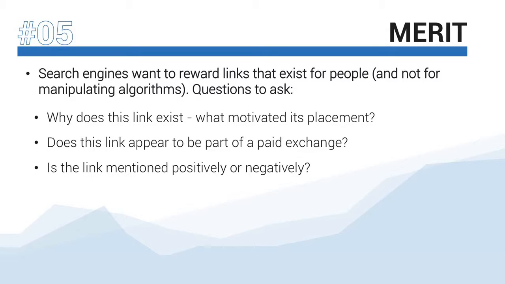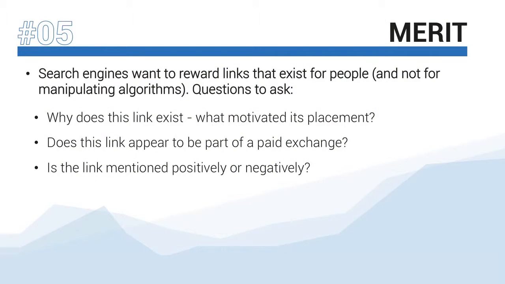Questions to ask about assessing pillar 3, merit, include: why does this link exist? What motivated its placement? This is where you want to assess whether the link was awarded based on the value to the user or some other authentic reason or not. Next, does this link appear to be part of a paid exchange, such as would be the case of a website purchasing a placement for a monthly fee?